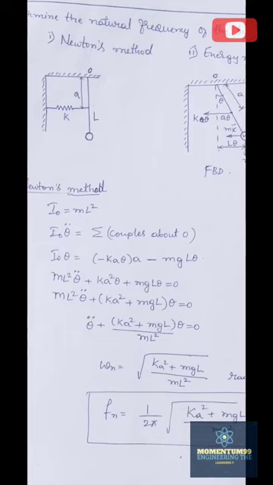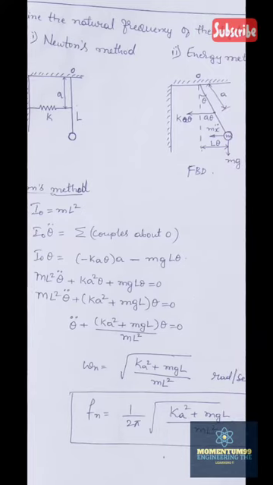Arrange this with respect to the last term. You will be getting a standard form of the equation like theta double dot plus (Ka square plus mgl) into theta divided by ml square, this is equal to 0.